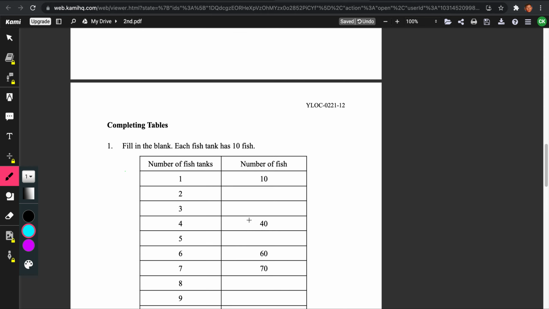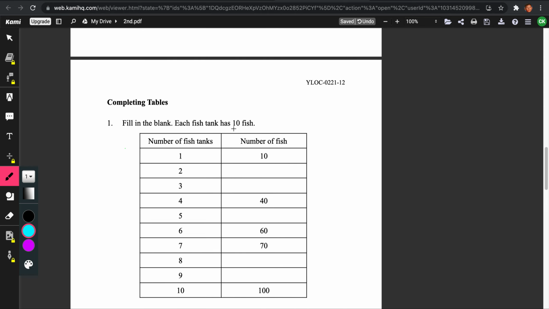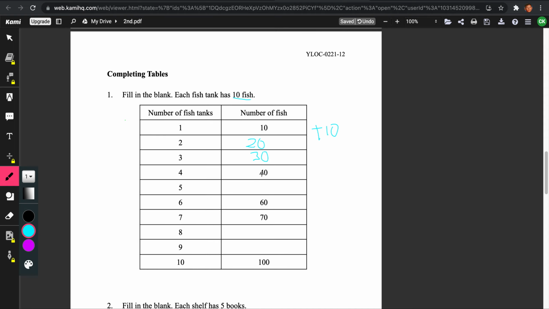Okay, completing tables. So each fish tank has 10 fish, meaning that it's gonna go up by 10 every single time. So what you would do is you would do 10 and then you gotta add 10 again. So you would add 10 plus 10, that's 20. And then you would add again and then you would get 30. Okay, but we don't really have to do all of this in the correct order. All we have to do is add 10 every single time.